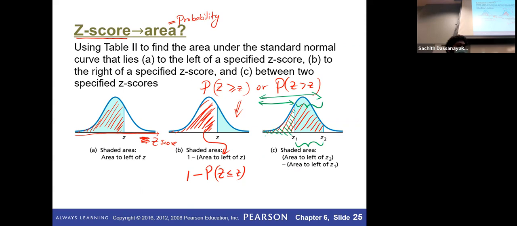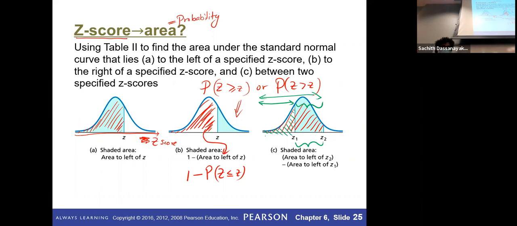Okay, so these are the three cases that you have to use. Definitely, you have to use these three ideas to find particular probability values. In this case, Z score to area, I mean you know the Z score and you have to find the corresponding area.